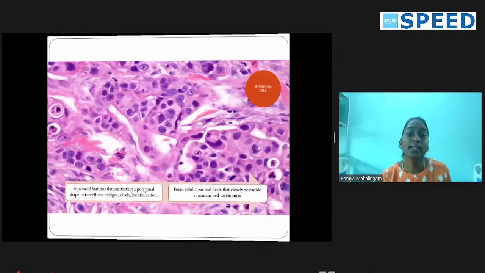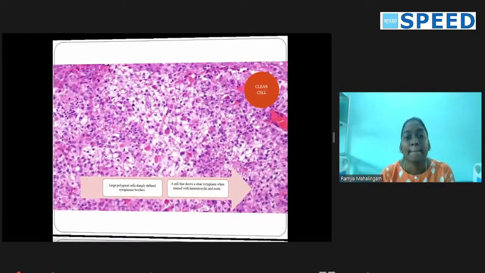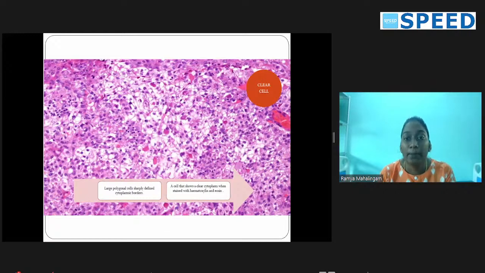Then it's the epidermoid cell. Epidermoid cells appear squamoid or polygonal-shaped with keratinization. Sometimes they even form something resembling keratin pearls, which resembles a squamous cell carcinoma. Then clear cells. Clear cells are also very predominant in mucoepidermoid carcinoma. So all these cells we have seen, mucous cells, intermediate cells, epidermoid cells, and clear cells, are very important to identify histopathologically the MEC.